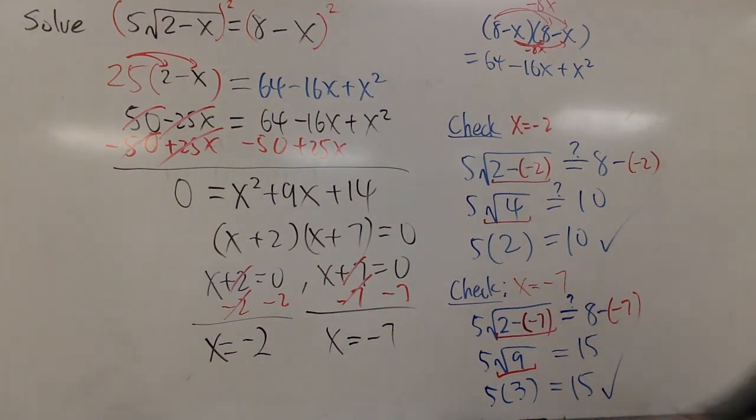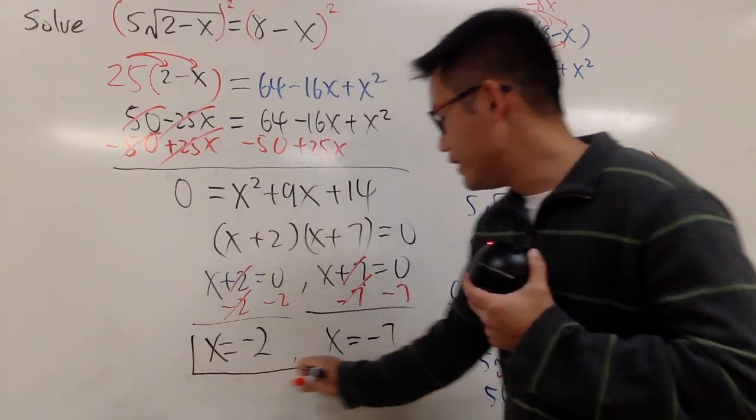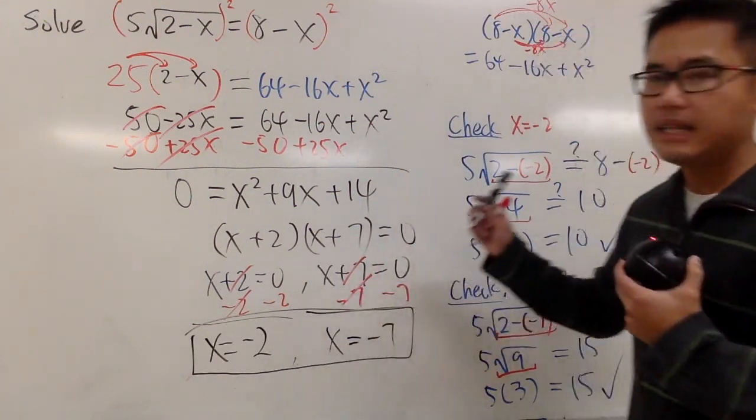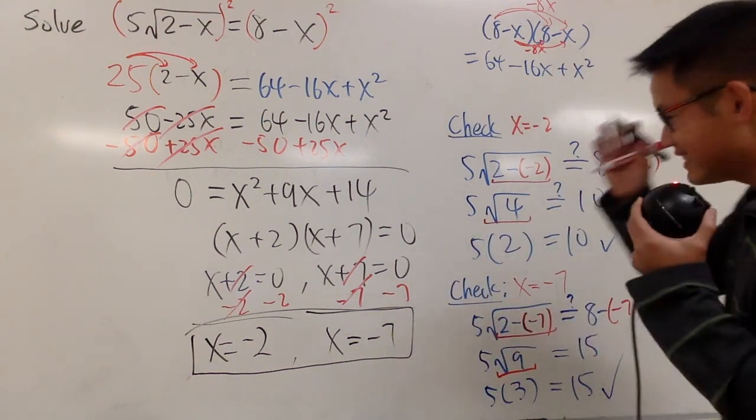This also works, right? So in the end, we have to conclude that both of the answers are legitimate, namely -2 and -7, okay? You have to include both of these solutions. And that's it.